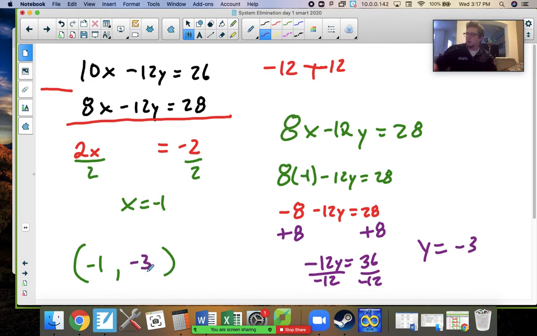And that is our introduction so far to elimination. We're going to look at what happens if they don't have the same coefficient in front. We're going to have to make one of them be the same. We're going to do that on Monday and Tuesday next week.